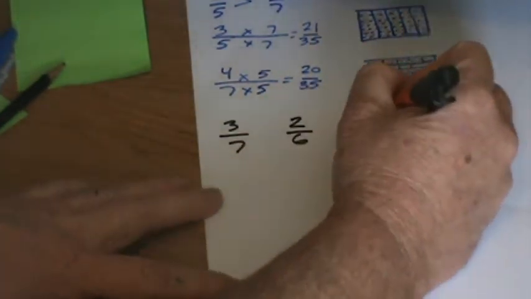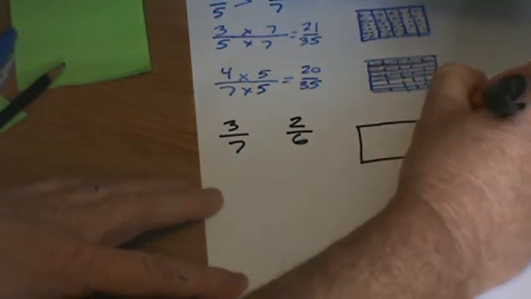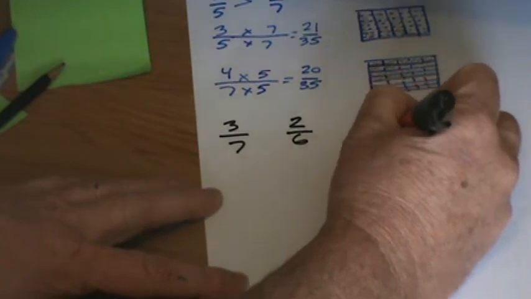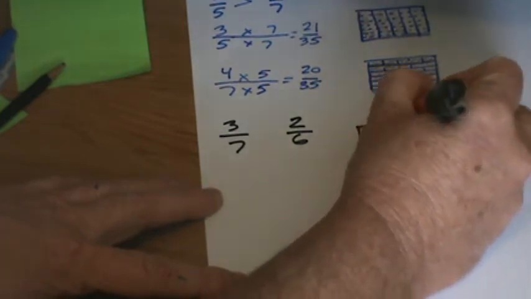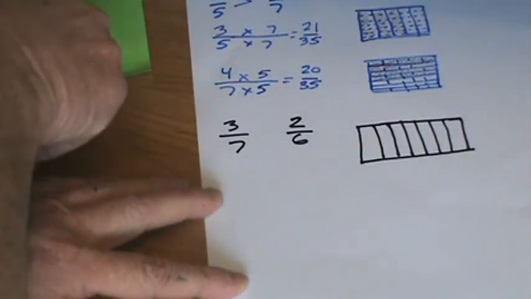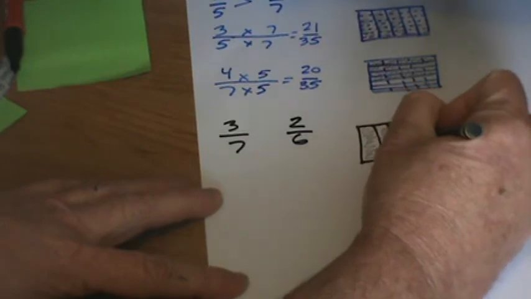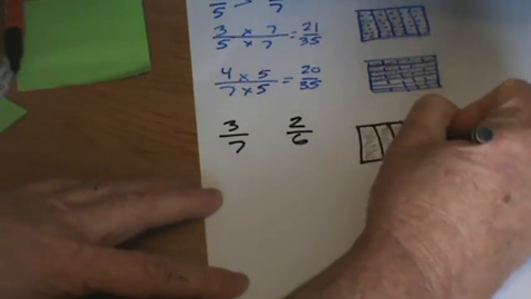And we'll start off with a tape diagram of 3/7. Gonna make this a little longer. 1, 2, 3, 4, 5, 6, and 7. We're gonna make it 3/7. There's 1, 2, and 3. So there's our 3/7.